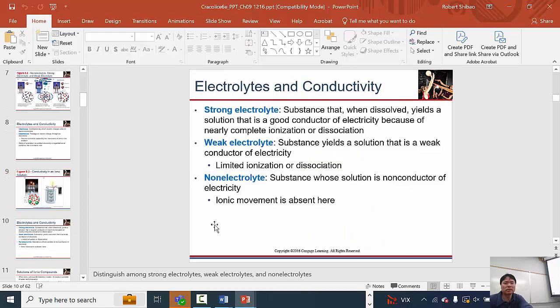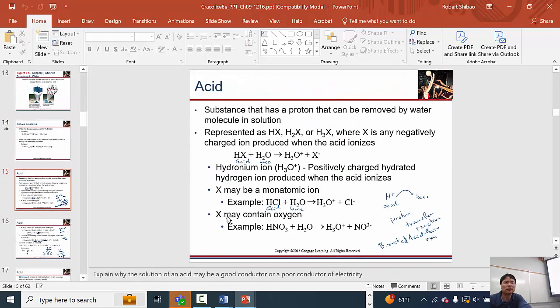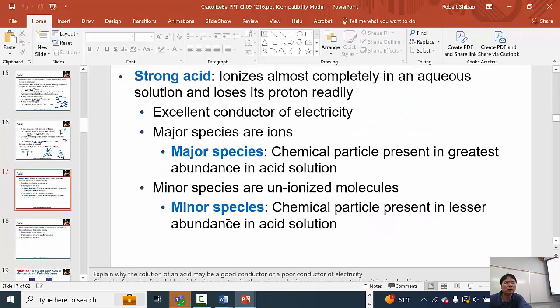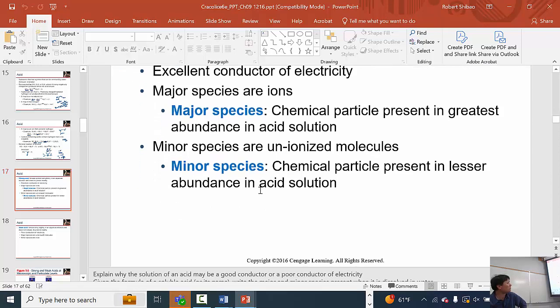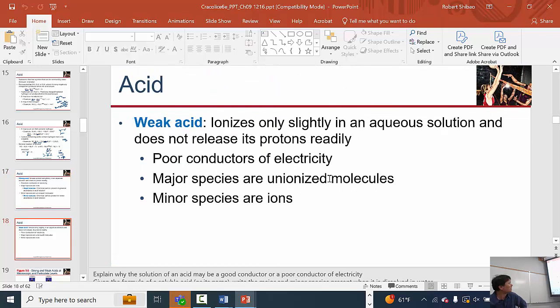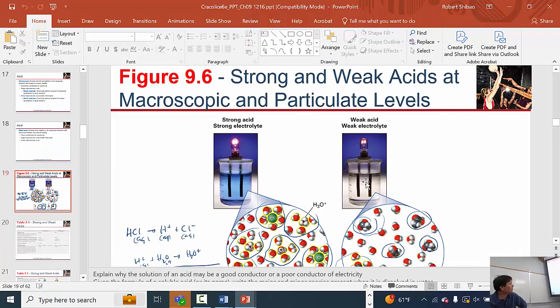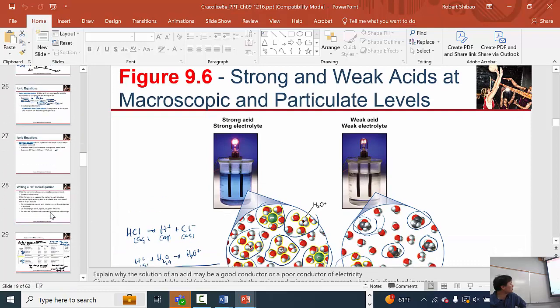So we already talked about chapter 9, the electrolyte properties here. And we learned about strong acids ionize almost completely, so roughly 100%. Excellent conductor. Major species. Minor species, weak acids partially ionize. And for the acids, we don't have to memorize that. We just use this chart.